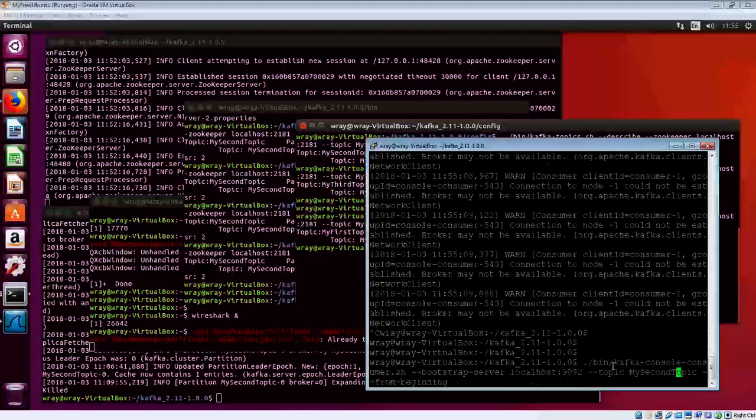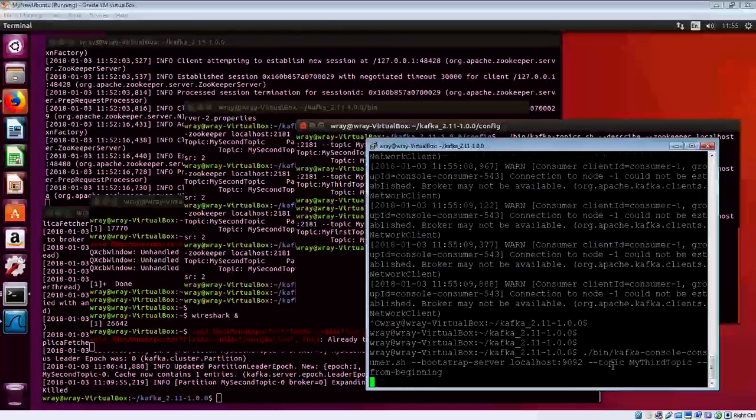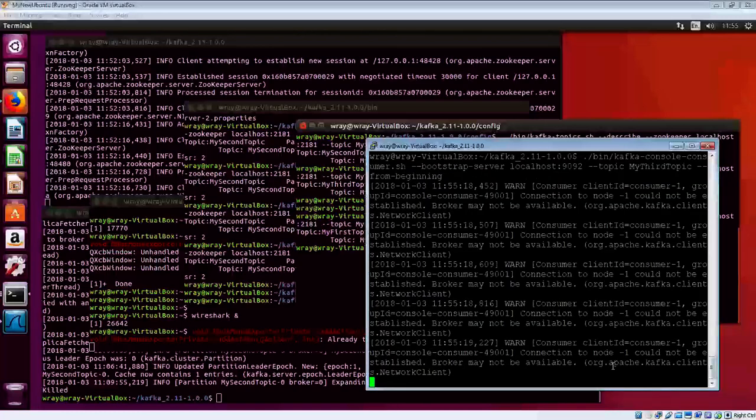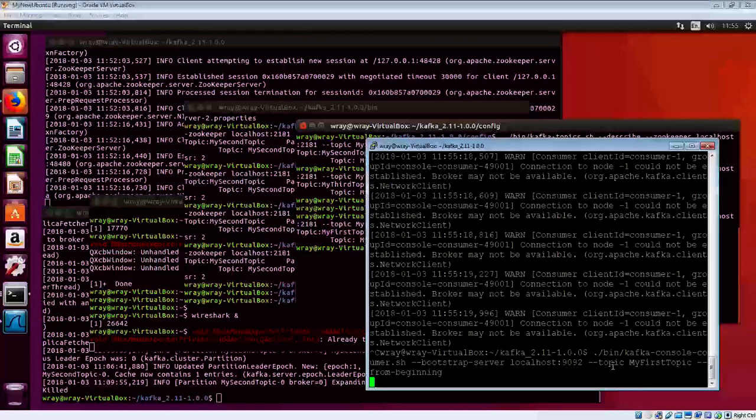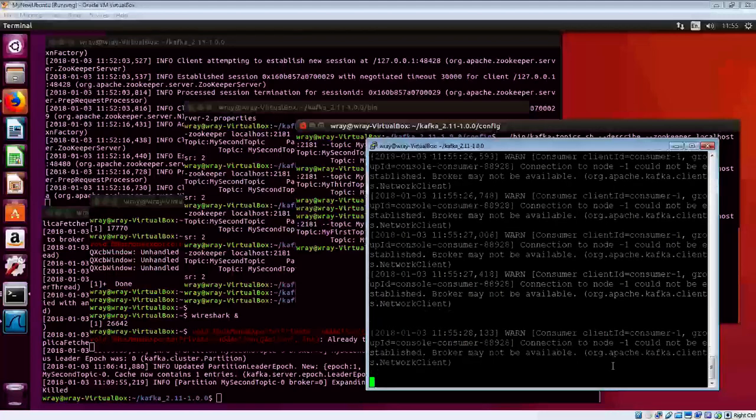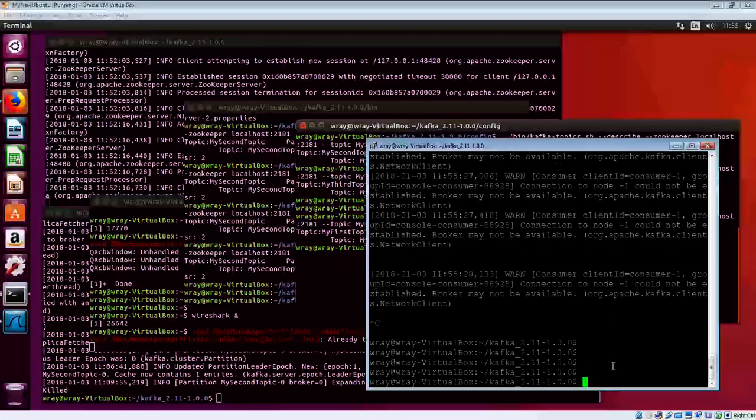Let's have a look at the other topics. So that's affecting the second topic quite drastically. What about third topic? That's gone. And first topic, which has no replication, is just on 0. So that's gone as well. So by this method, that seems to have screwed up Zookeeper entirely.